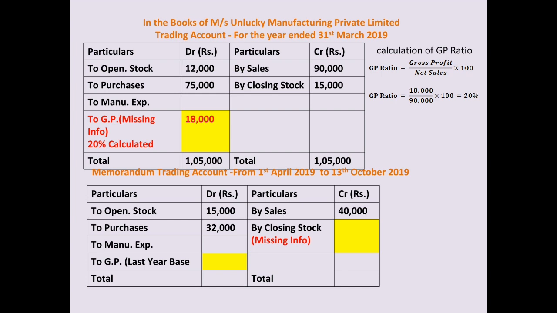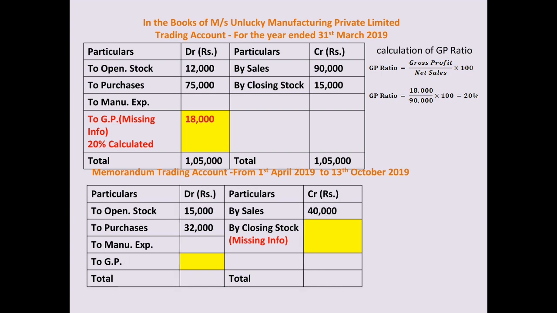Now let us close the trading account. So that is 1,05,000 and let us move forward. Now as last year, we have been able to earn the same profit, that is 20%, or the average profit we might have earned if the fire would not have taken place. So considering last year's 20%, this year also, in the memorandum trading account, the profit would have been 20%. So to calculate profit, we'll be using the formula.